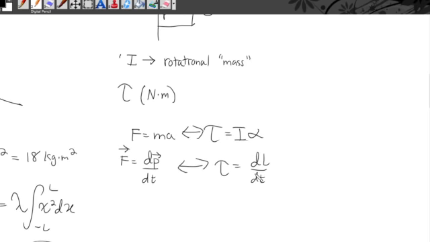And we can actually use this to show the law of conservation of angular momentum, the same way this shows the law of conservation of linear momentum. So in the same way we have m_i v_i is equal to m_f v_f, we have I_i times ω_i is equal to I_f times ω_f.